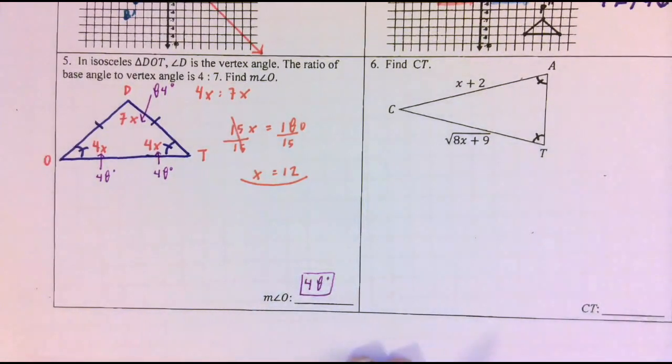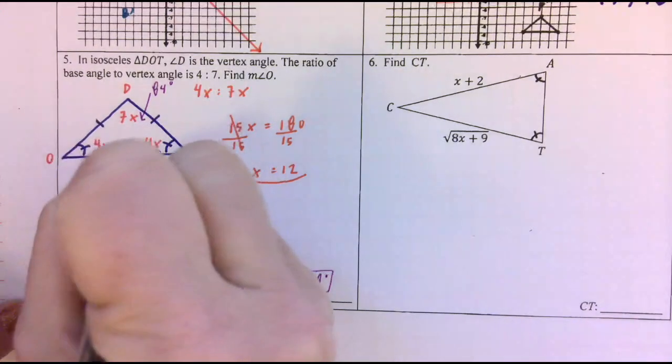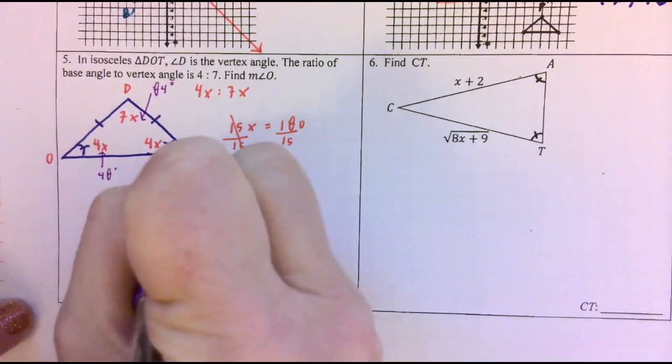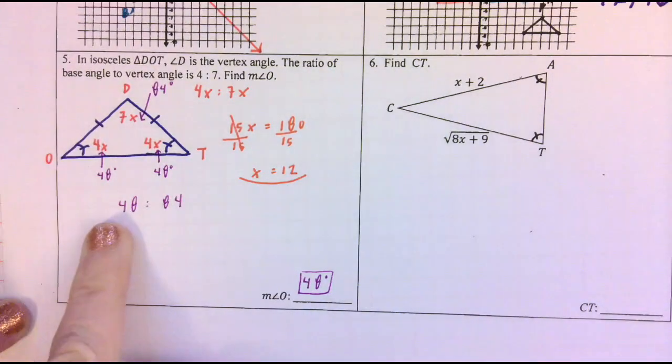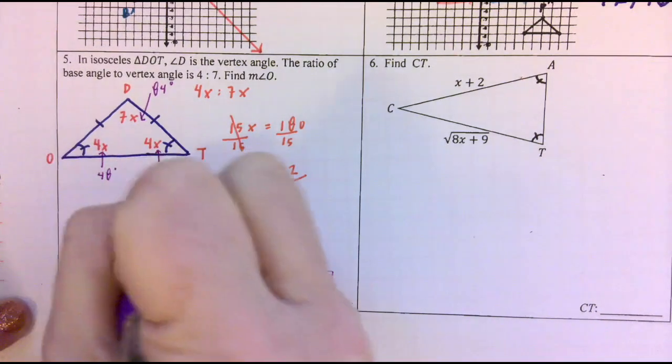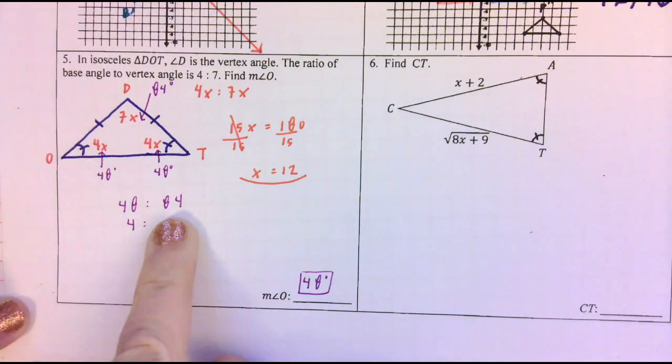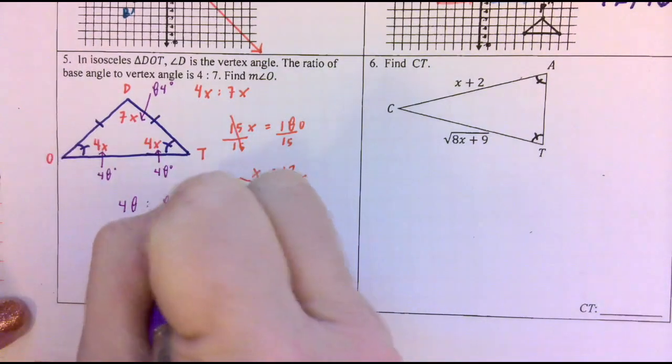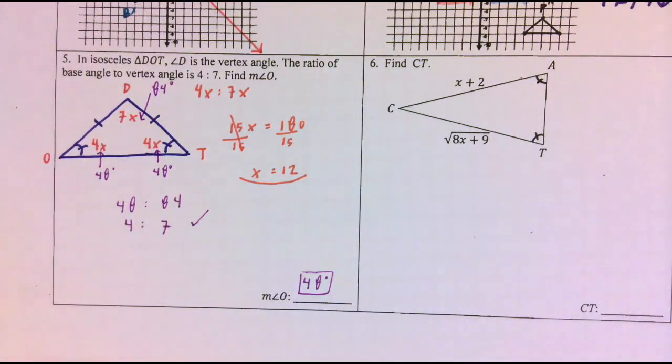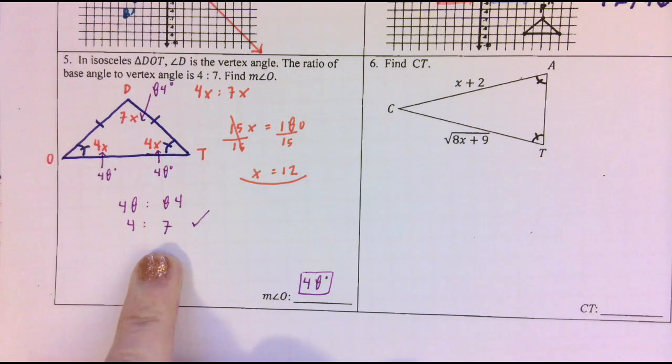And if I just double check, right, base angle 48 to vertex angle 84, if I divided that 48 by 12, I would be back to 4. And if I divided that 84 by 12, I'd be back to 7. So it really is the same ratio, because it reduces down to the same thing, 4:7.